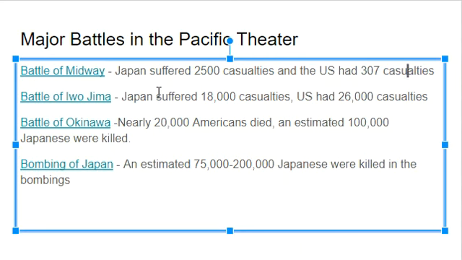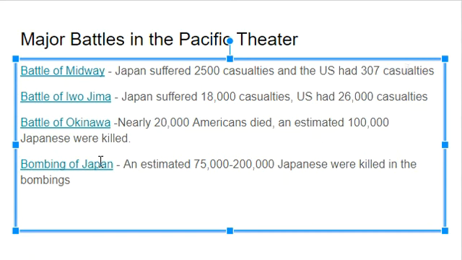In the Battle of Iwo Jima, Japan suffered 18,000 casualties, and the U.S. had 26,000 casualties. Next was the Battle of Okinawa, and in this battle, they believe 20,000 Americans died, and an estimated 100,000 Japanese were killed.